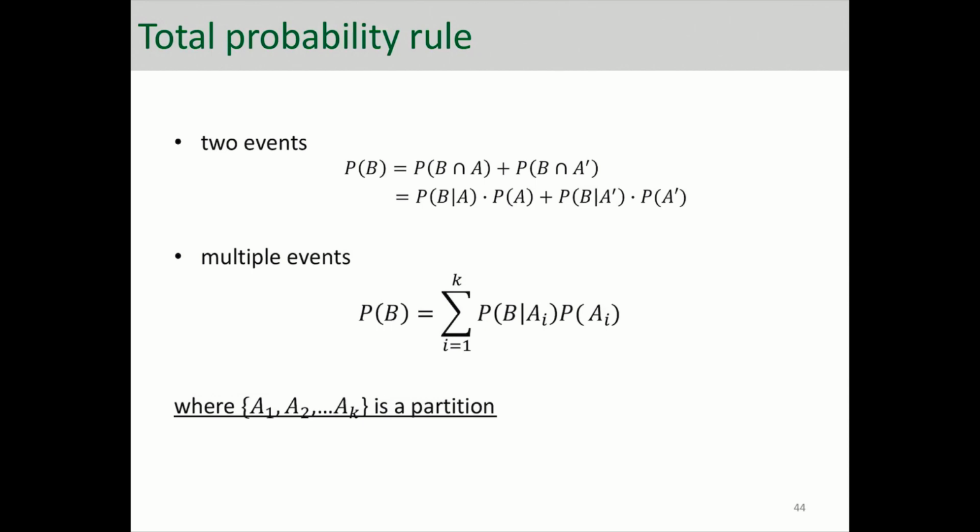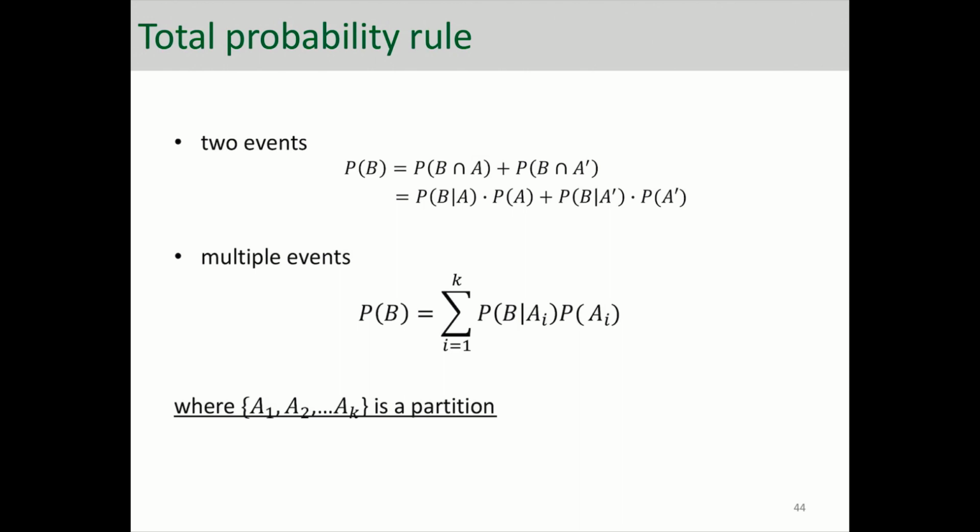Hello everyone. In this video we're going to talk about the total probability rule, and we'll look at one example on this subject. So the total probability rule says the probability of event B is equal to the probability of B intersection A plus the probability of B intersection A prime. And that's true for any two events A and B.